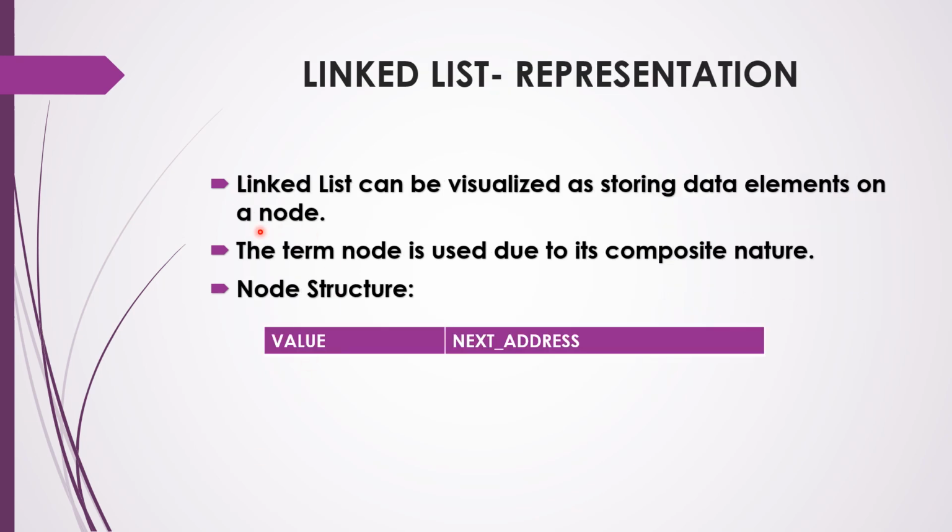So let's look at the linked list representation. Linked list can be visualized as storing data elements on a node. Node is used due to its composite nature. So this is a node structure. It has a value and next address.